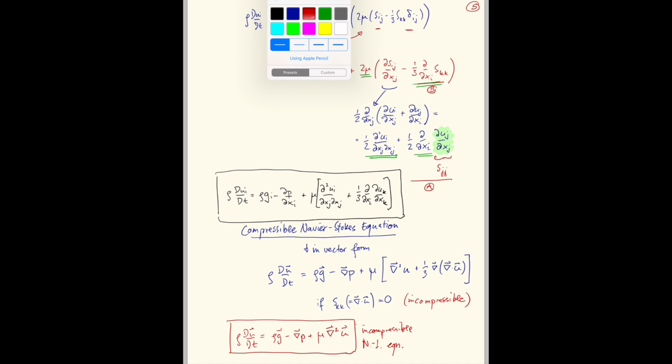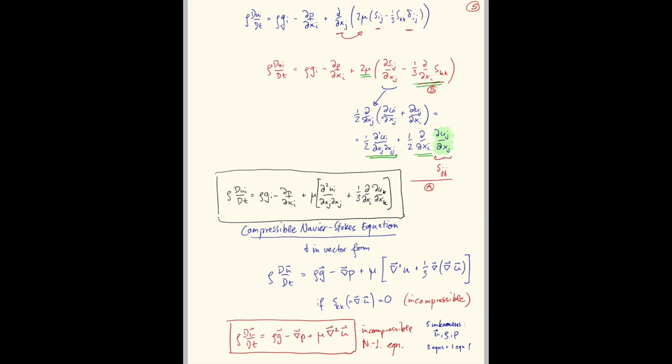So let's count our unknowns. We have 5 unknowns really, namely 3 from u, rho, and p. And we have 3 equations. Navier-Stokes really represents 3 equations. And then we have mass conservation, so that gives us a 4th.